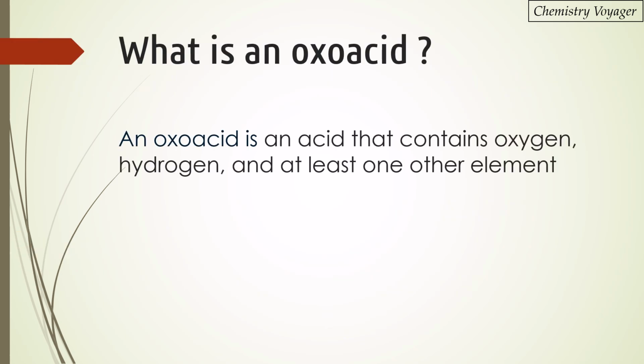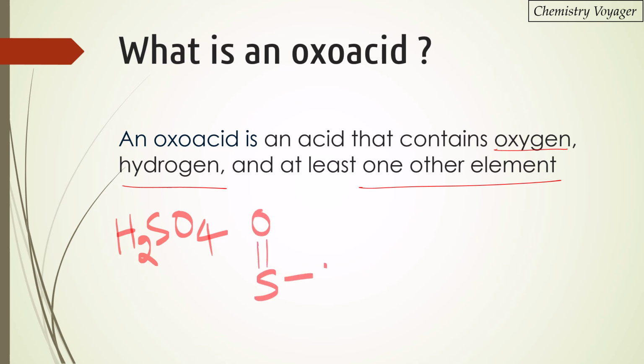So before we begin, let us look at what exactly is meant by the term oxoacid. An oxoacid is an acid that contains oxygen, hydrogen, and at least one other element. For example, take the case of sulfuric acid. The formula of sulfuric acid is H2SO4, and this is an oxoacid of sulfur. Why? Because it has oxygen, hydrogen in the form of OH group, and another element, sulfur. So we call it an oxoacid of sulfur.